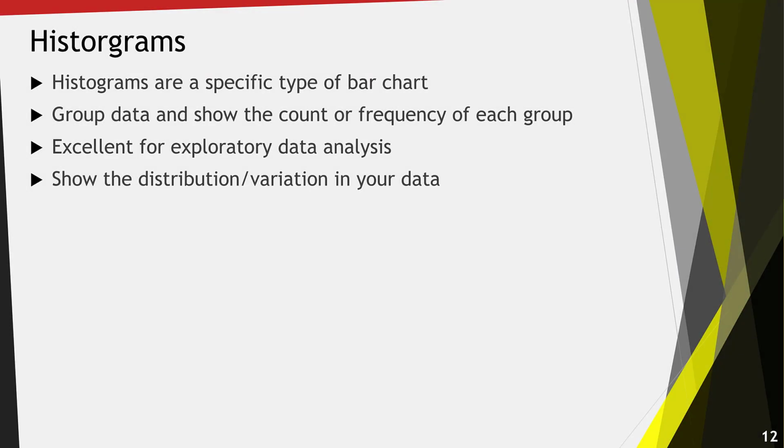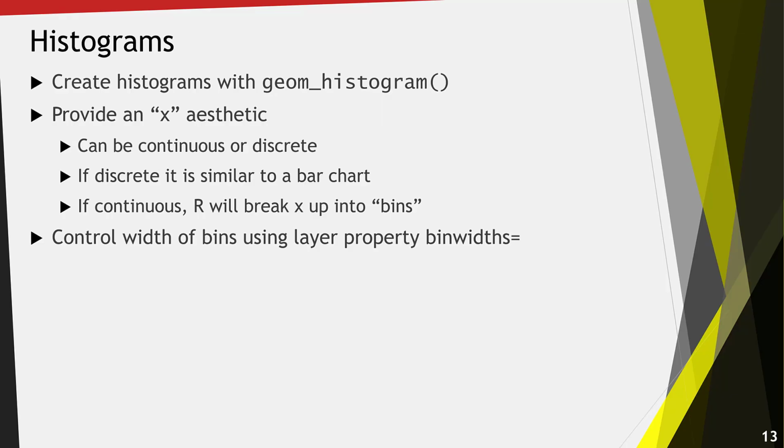So a second type of summary visualization is a histogram. Histograms are a very specific type of bar chart. They group data and show the count or the frequency of data in each group. These are excellent for exploratory analysis of your data because they're going to show the distribution or variation that you have in your data. You can create a layer with a histogram in ggplot using geom_histogram.